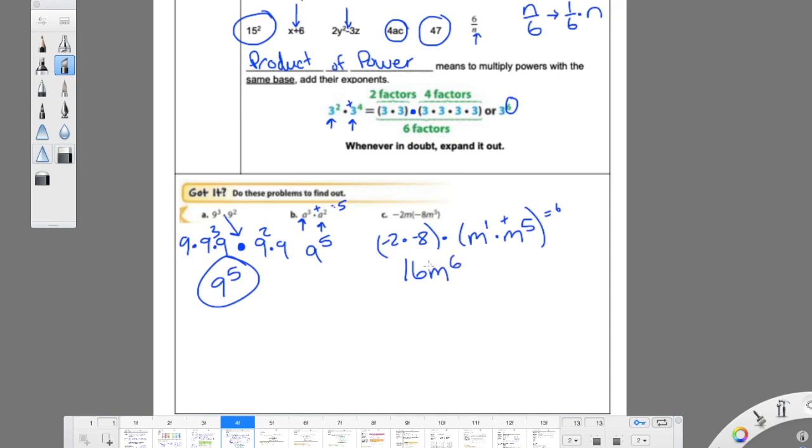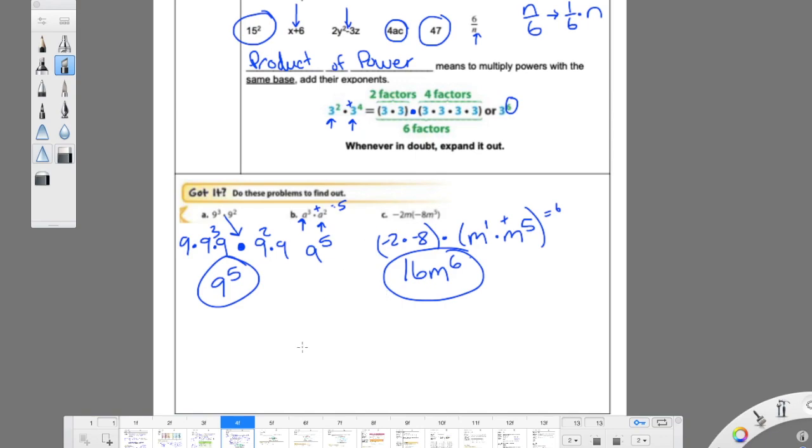I don't have to put the dots in here. I just did the parentheses and the dots to kind of expand it out and show you. But when you write this all together, this means 16 times m to the 6th power. I don't have to put the dot in there to know that it's multiplication. If they're squished together like that, it means multiplication.